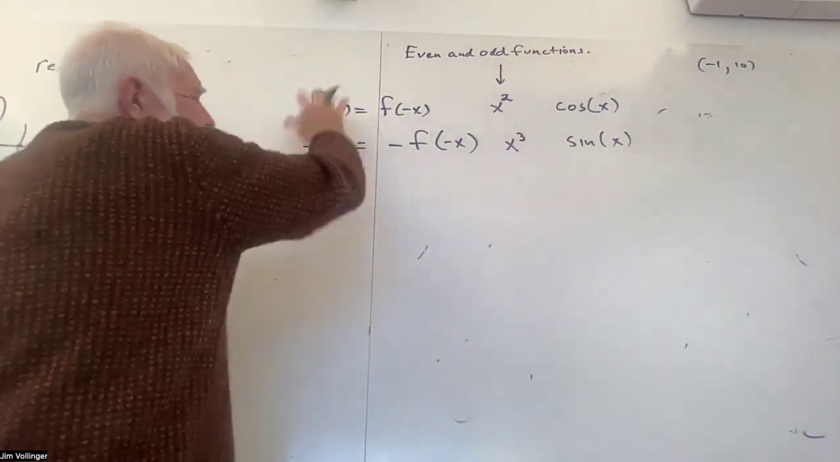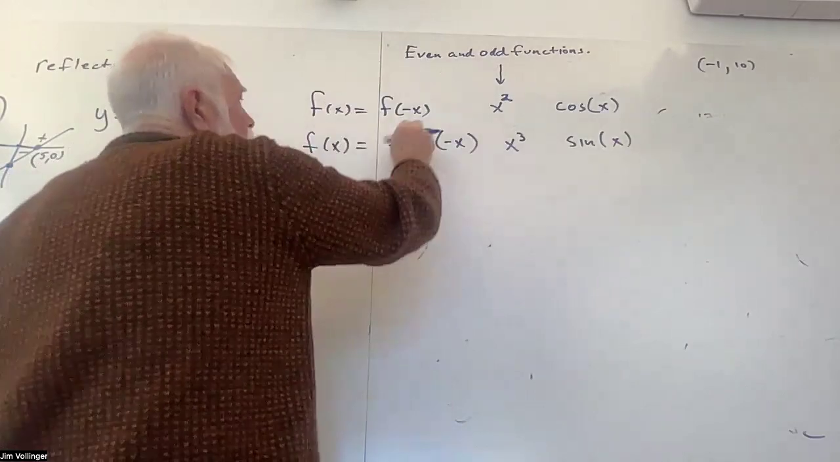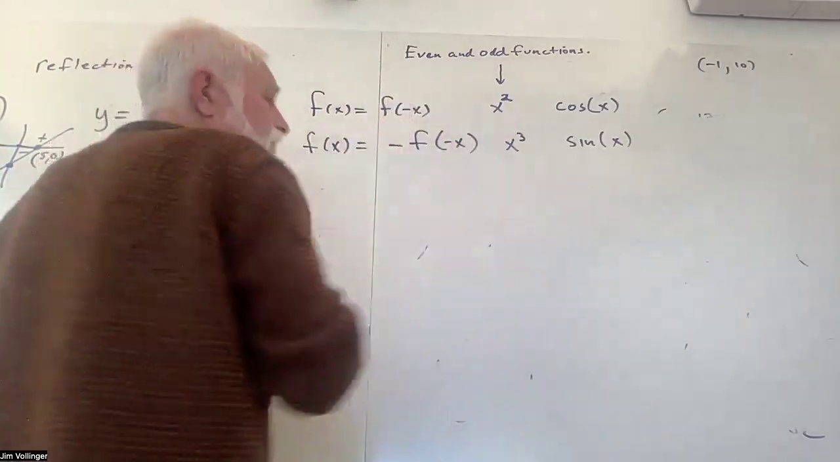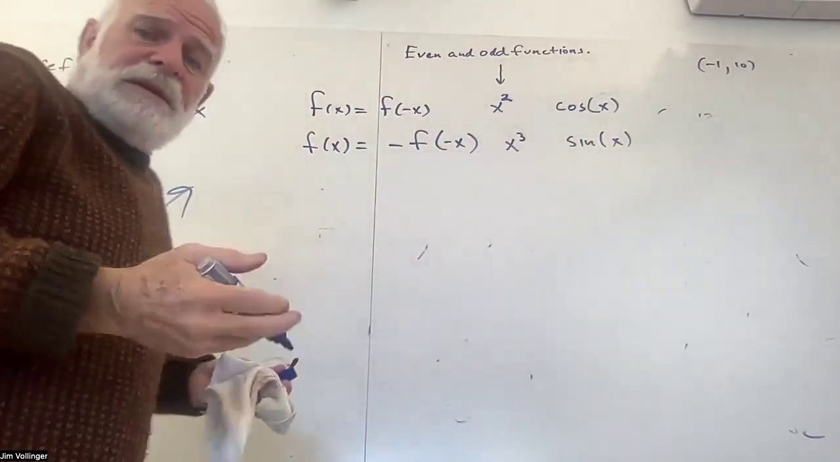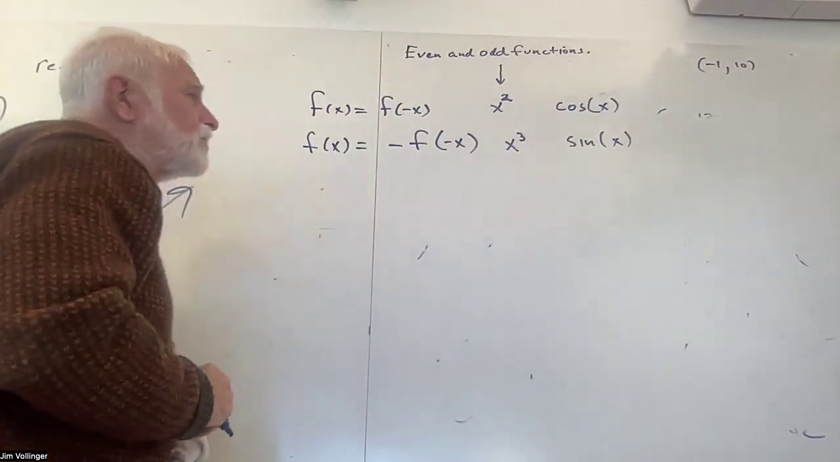And so all that means really is that if I put 2 in and square it, I get 4. And if I look at minus 2 and square it, I get 4. I get the same answer. That's what that's about. And I get the opposite answer with the odd functions.